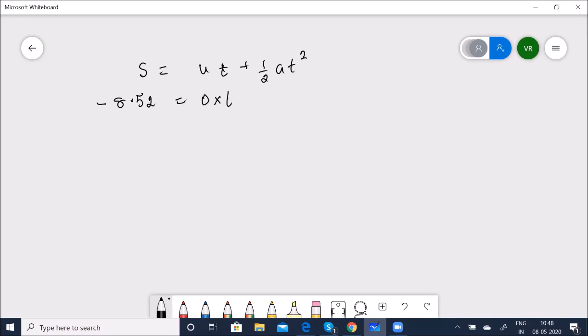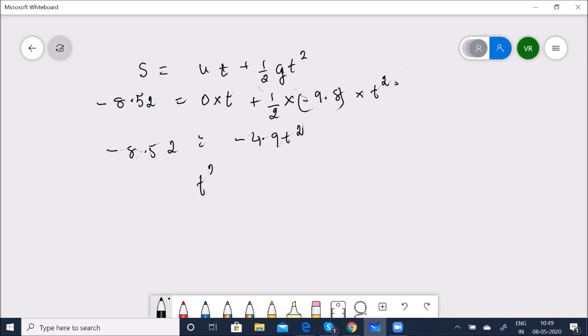So 0 into T plus half into G, that is 9.8, into T squared. Here it is again going to be minus, so minus 9.8. That gives minus 8.52 is equal to minus 4.9 T squared, or T squared is equal to, the negative and negative sign gets cancelled, 8.52 divided by 4.9, which is equal to 1.32 seconds.